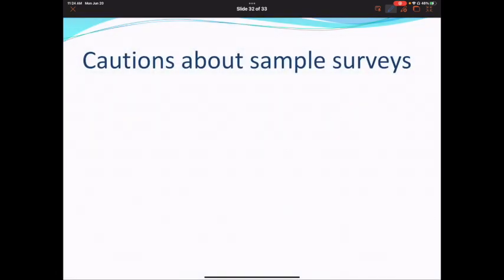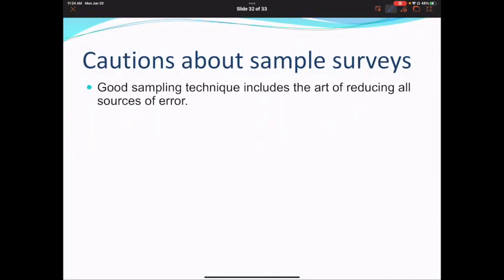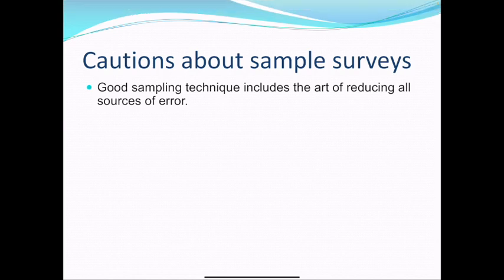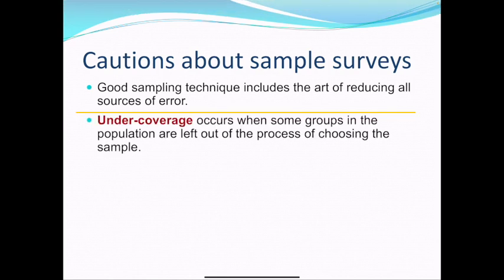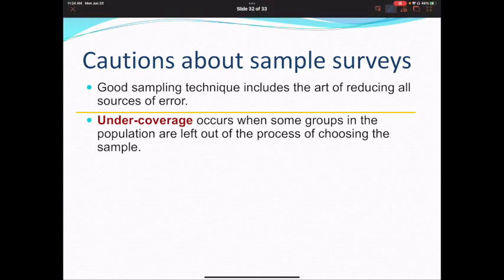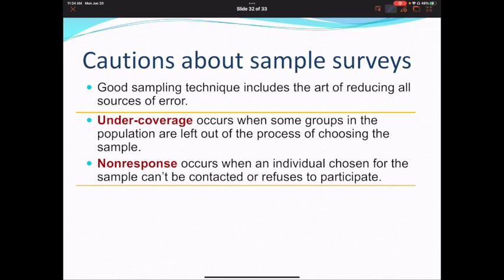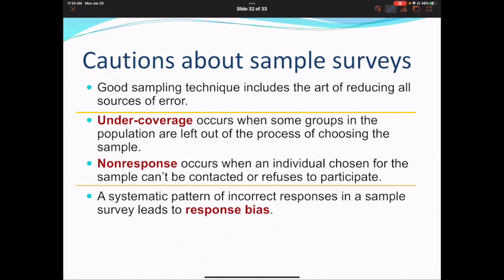So when it comes to surveying, good sampling techniques need us to reduce all possible sources of error. So one thing we need to look at is undercoverage. So this would be if groups of our population are left out in the process of choosing our sample. Non-response, so when an individual chosen for the sample can't be contacted or refuses to participate, right? So we've picked our sample, and then if everyone in our sample doesn't participate or doesn't get their survey in on time, that can be problematic as well.